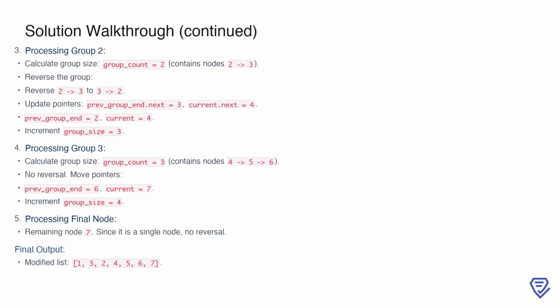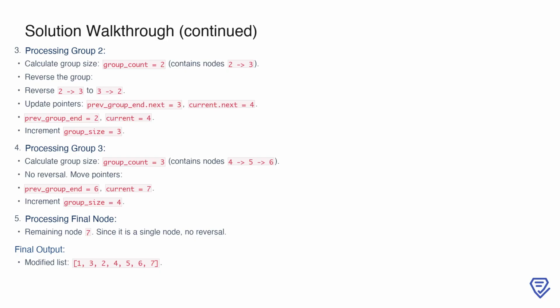The third group, consisting of nodes 4, 5, and 6, has a group size of 3. Since the size is odd, no reversal is performed. We move the pointers forward, setting prev_group_end to node 6 and advancing current to node 7. The group size is incremented to 4.